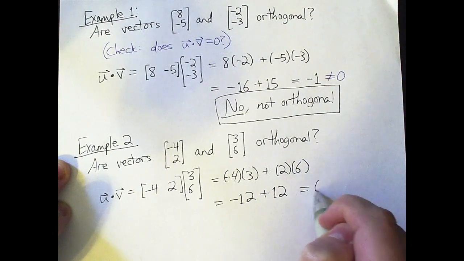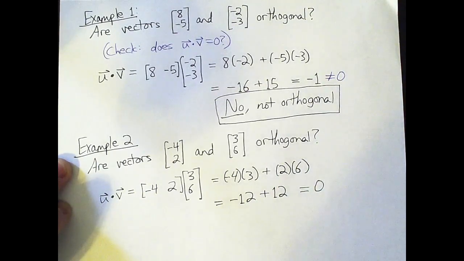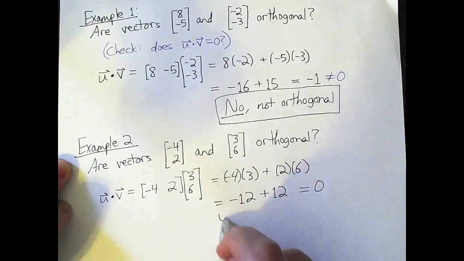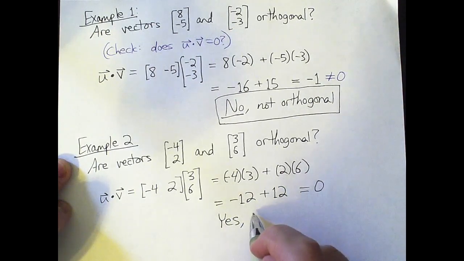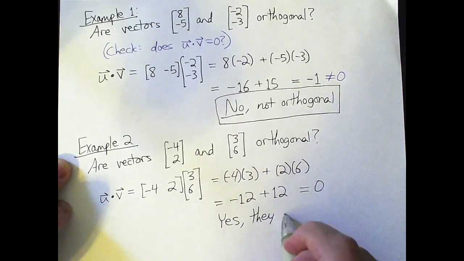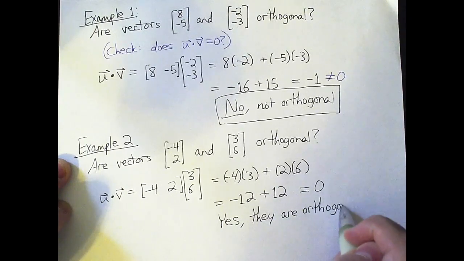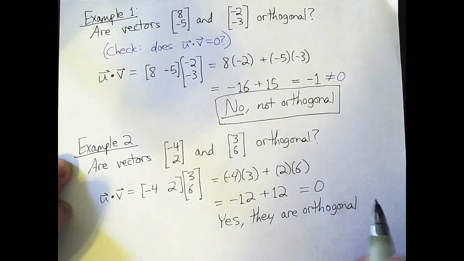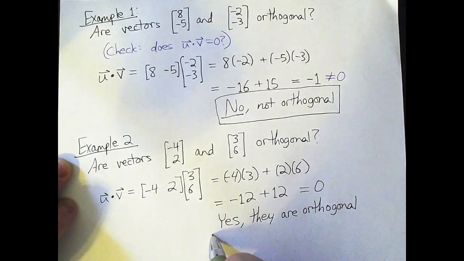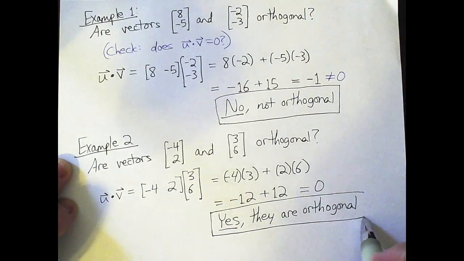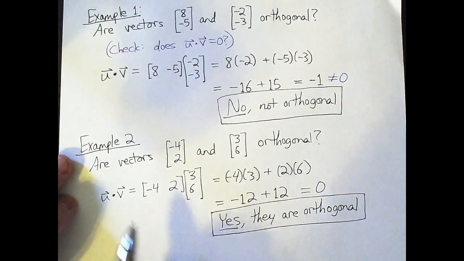Look at that. It does equal 0. So we're going to say yes, they are orthogonal. Technically, we could say they are orthogonal to each other. Like, what are they orthogonal to? They are orthogonal to each other.